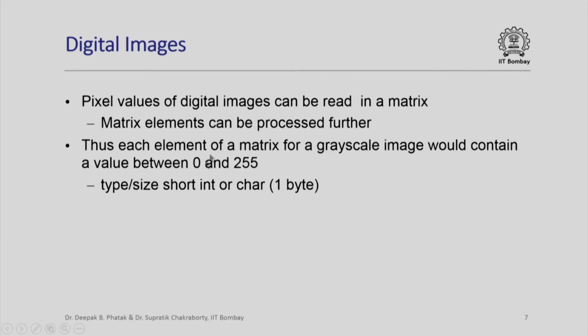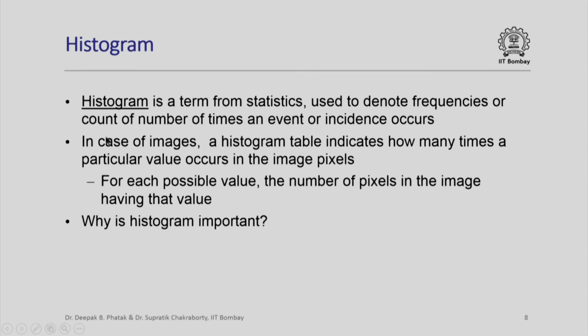We now assume that we can read all the pixel values into a matrix and see how they can be processed. First, we introduce the term histogram. This is another statistical term which is used to denote the frequencies or count of number of times an event or incidence occurs. In case of digital images, a histogram table simply indicates how many times a particular value occurs in the image pixels. So, for each possible value, the number of pixels in the image having that value is the entry into the histogram table.